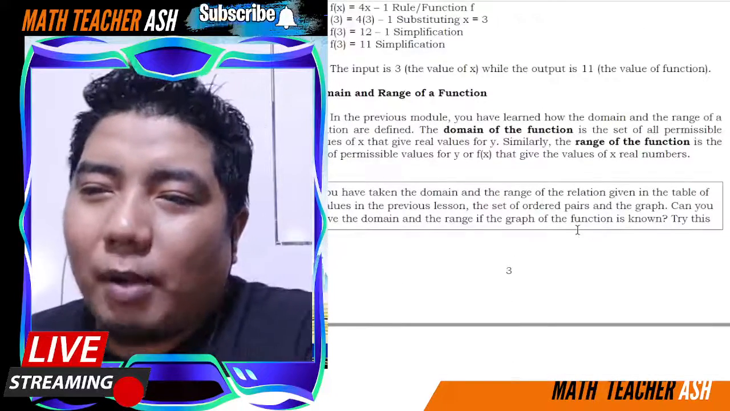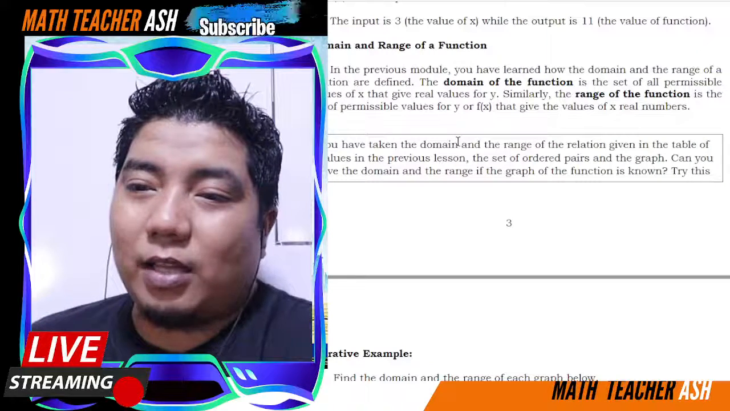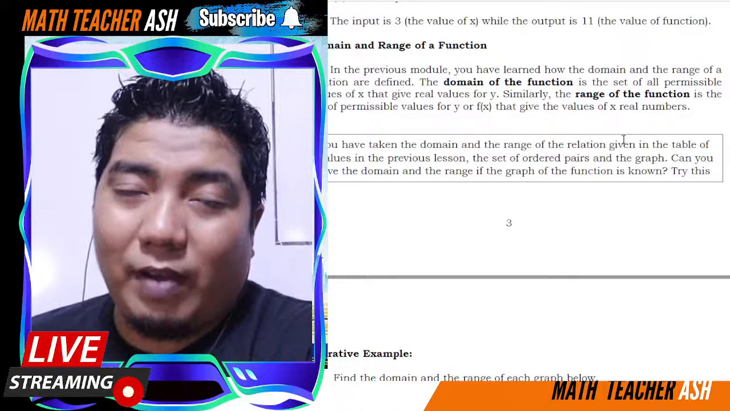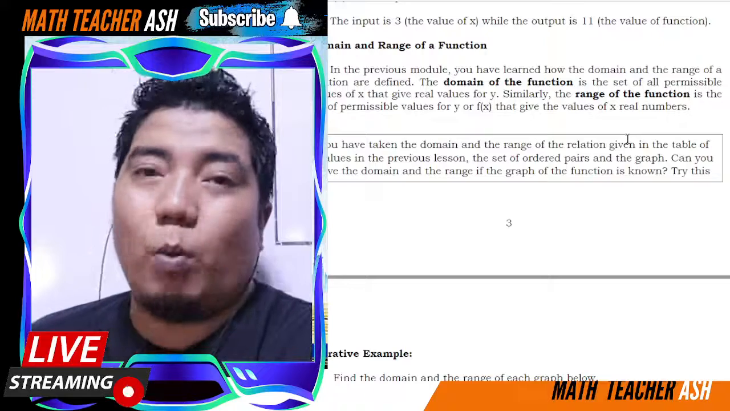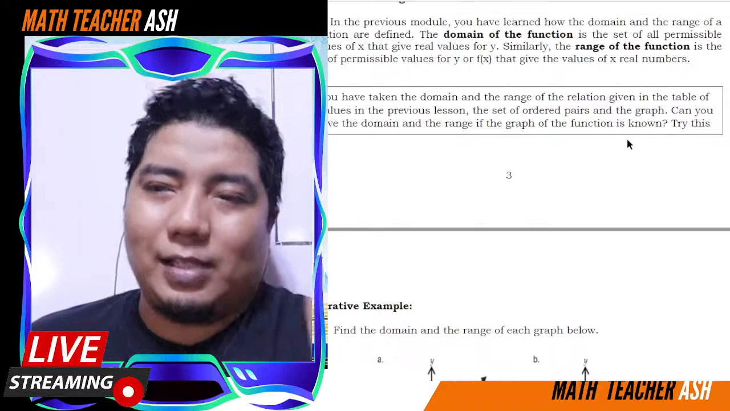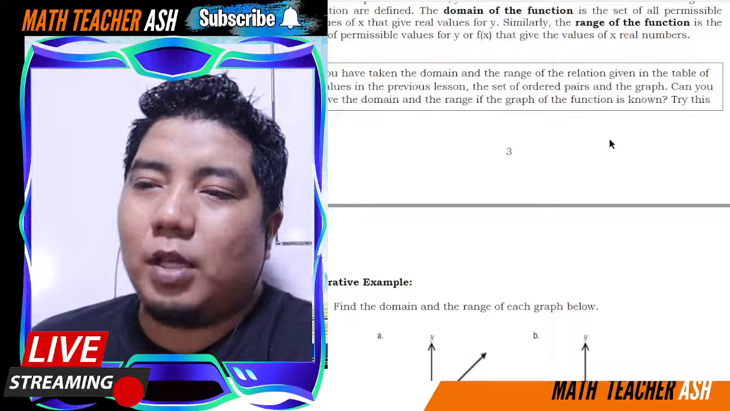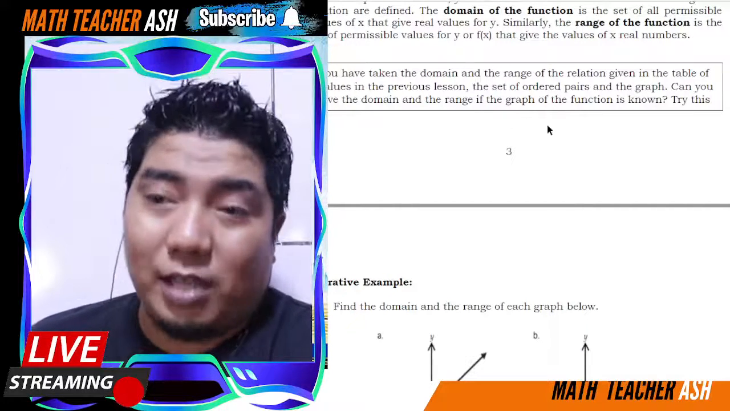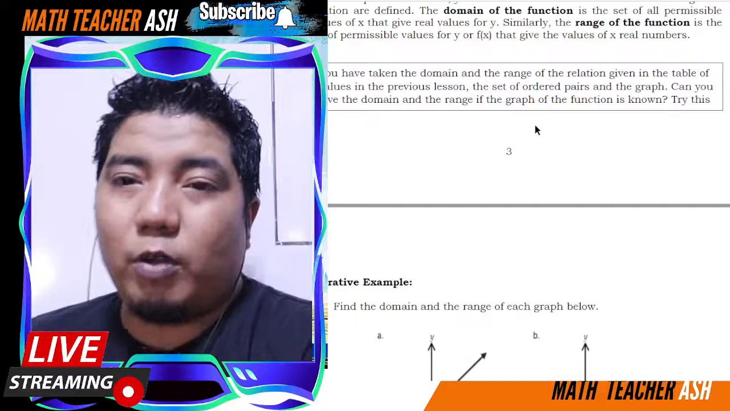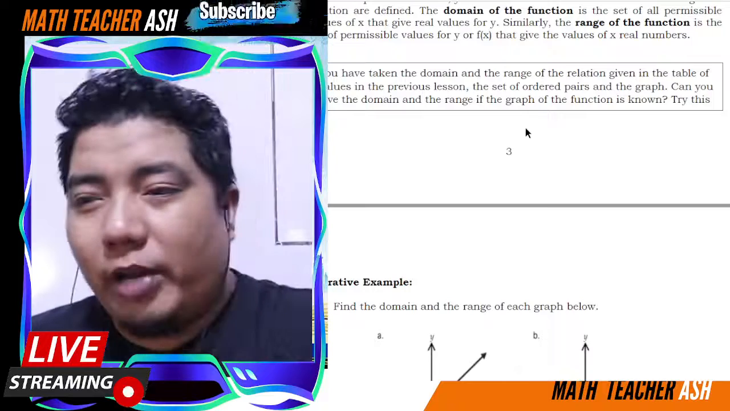Alright. Now, let's talk about the domain and the range. As I said earlier, the domain is the set of all values of x, or the first coordinates in the ordered pair, while the range is all the values of y, or f of x, or the second coordinates in your ordered pair. So, (x, y). All the x, those are the domain. All the y, those are the range. You have taken the domain and the range given in a table of values in the previous lesson. Last week, when we discussed quarter 2, module 2, we already discussed the domain and the range of a function.